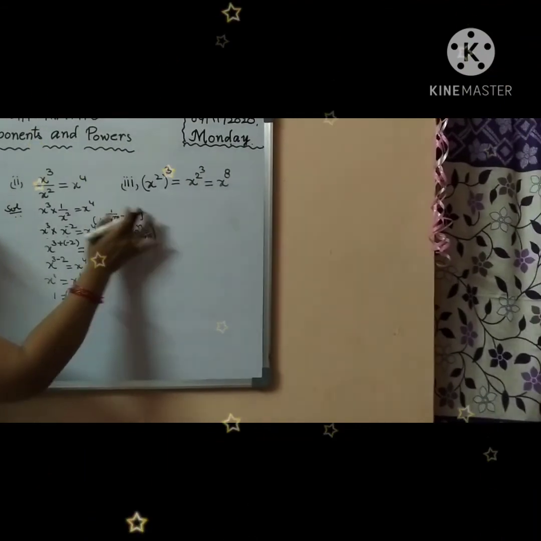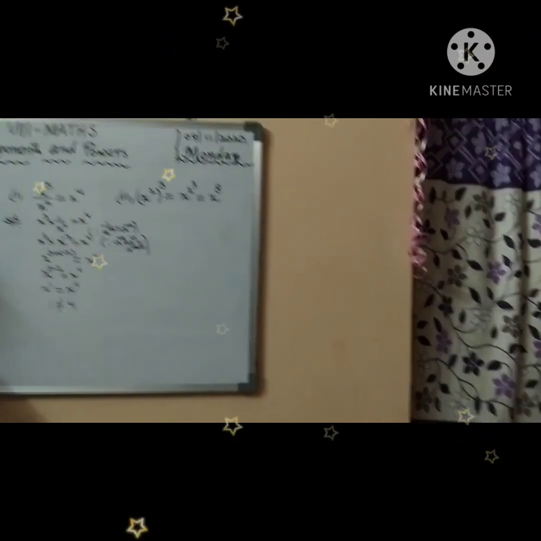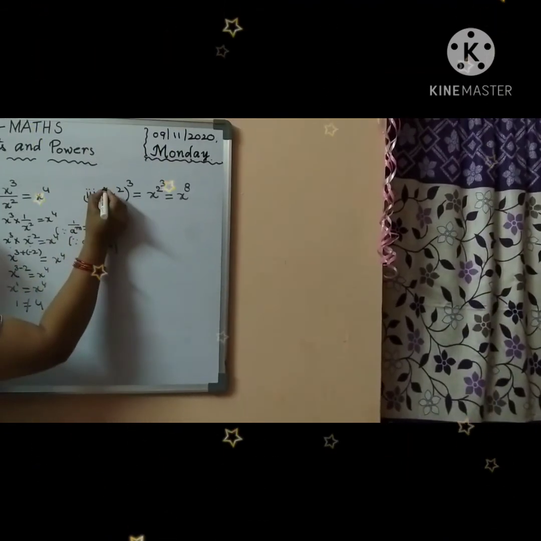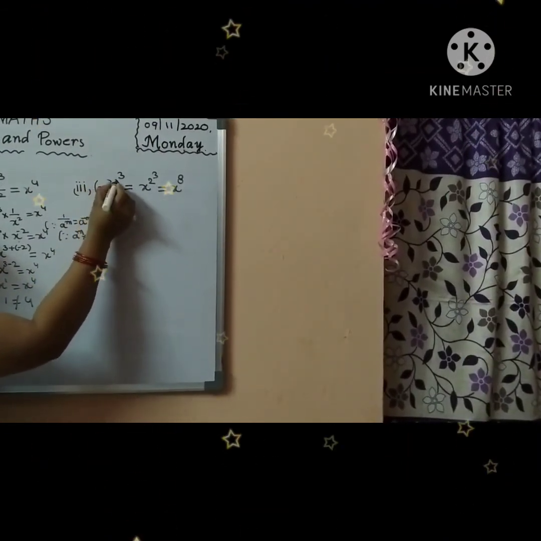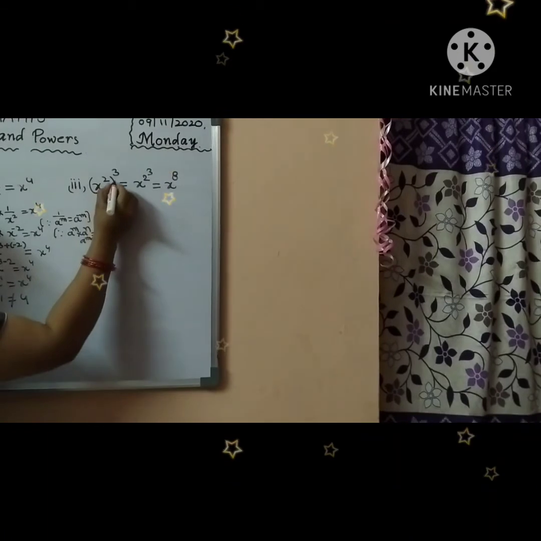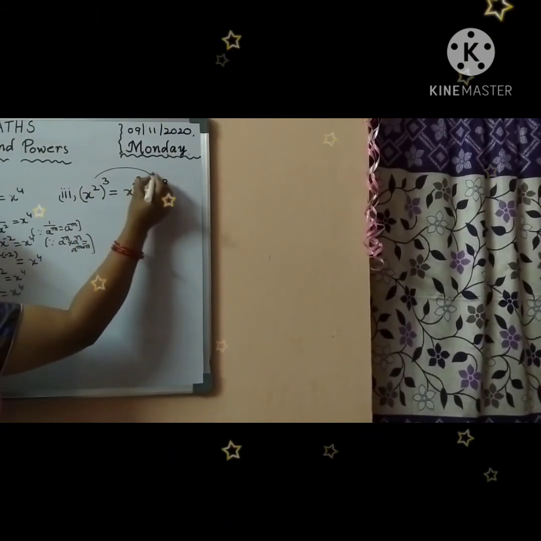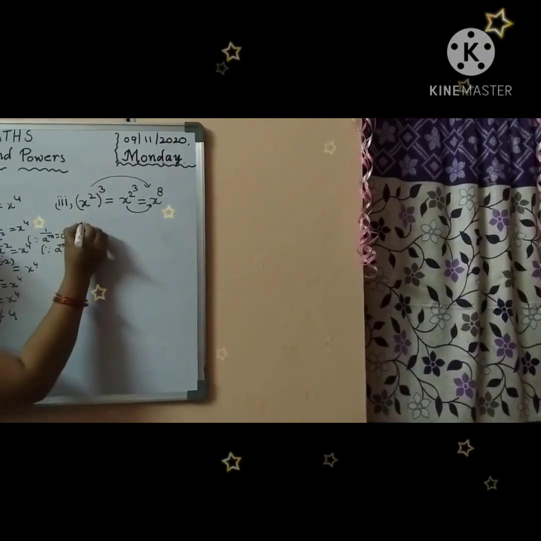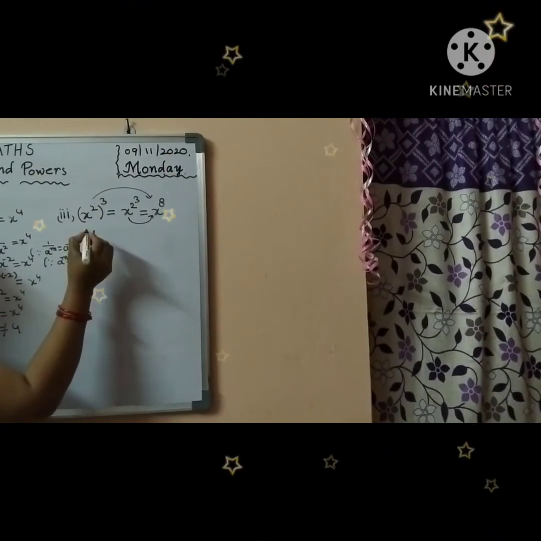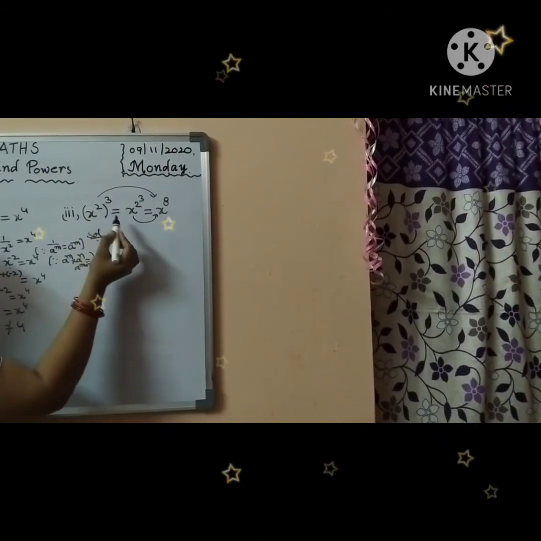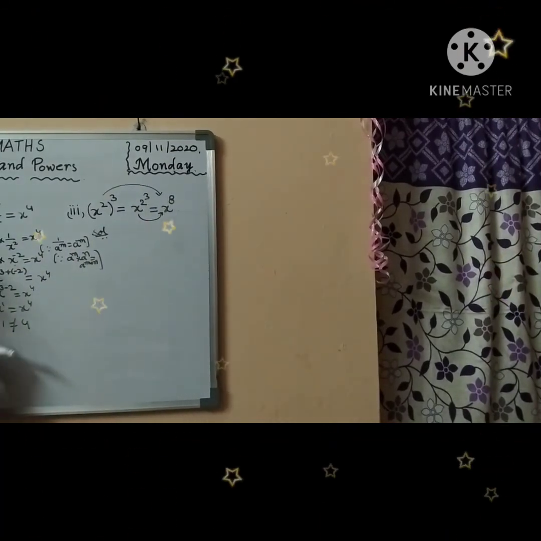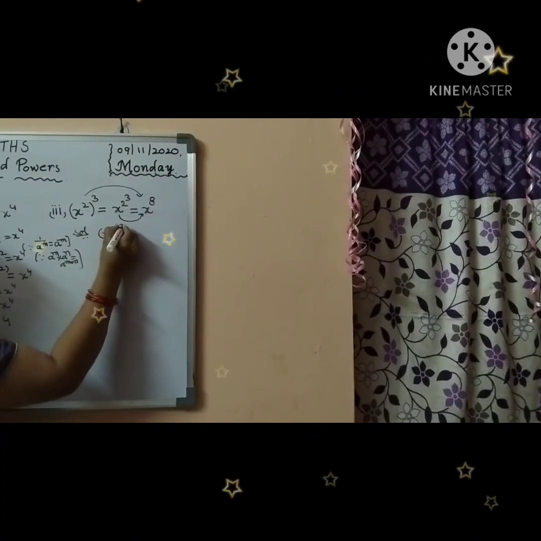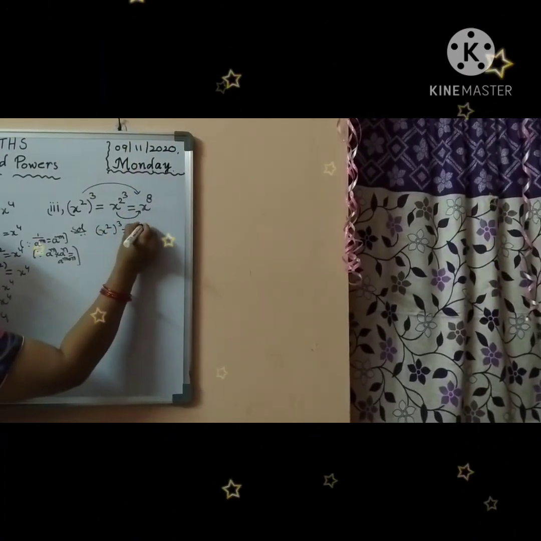Next, the third question. x square whole cube. In this case, x square is one term, whole cube. We should solve the problem and prove that these two terms are equal. First one: x square whole cube equals x power 8.